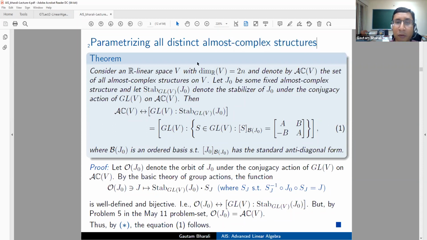Given a real manifold of even real dimension, an almost complex structure is a smooth assignment of an R-linear almost complex structure on each of the fibers of the tangent bundle. So if you have a smooth real manifold of dimension 2n, then each fiber of its tangent bundle has as its prototype an R-linear space V of dimension 2n. So an almost complex structure in geometry is a C-infinity smooth assignment to each fiber of the tangent bundle of an almost complex structure, such that these vary C-infinity smoothly.